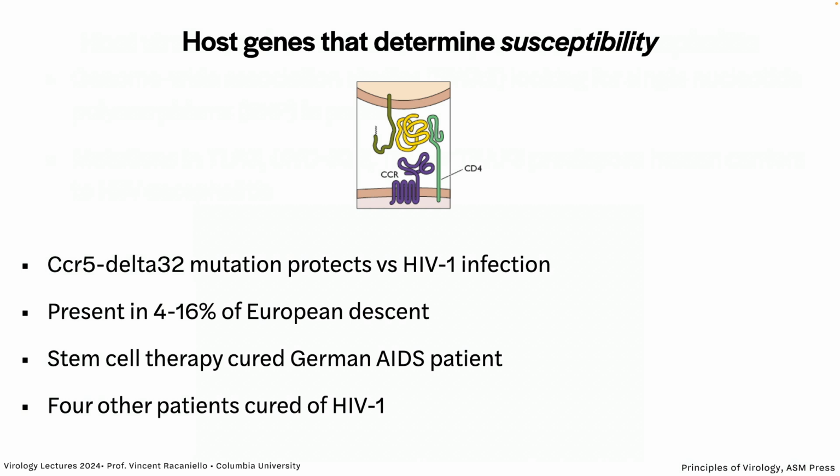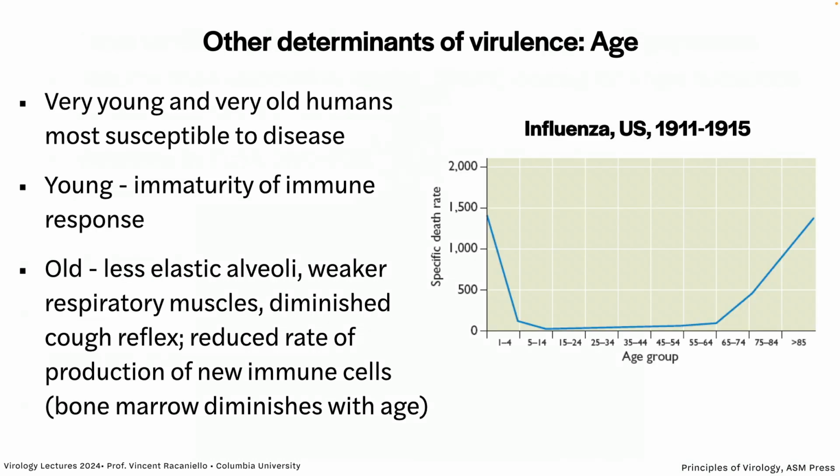Why, though? Something selected for it. Many years ago in the human population, there was some insult that killed a lot of people, and the survivors had this deletion, but we don't know what it is. There are lots of speculations in the literature, but we don't know what it is. So those are examples of host genetic determinants of virulence. We're going to get into some for COVID in a moment.